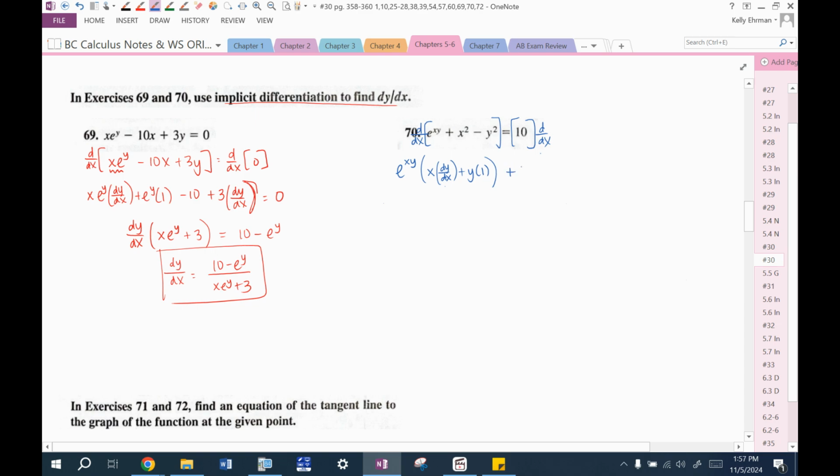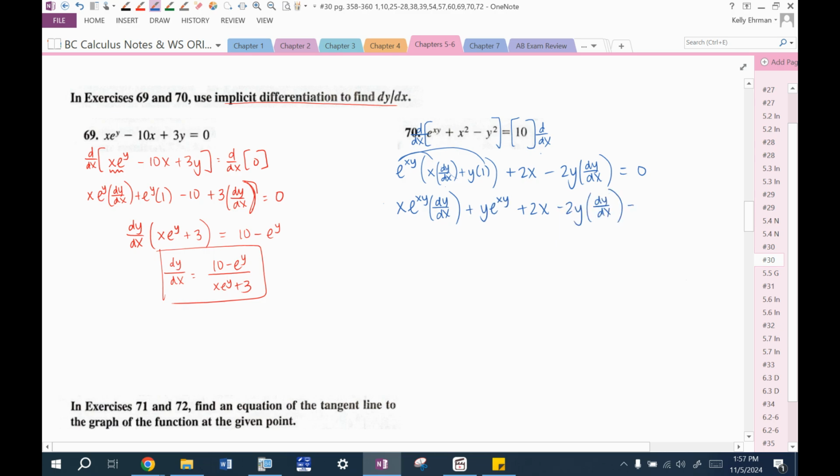The derivative of x squared is 2x. The derivative of negative y squared is minus 2y dy dx. And it's equal to 0, the derivative of 10. Now, in order to solve for dy dx, I'm going to have to distribute this e through. So I'm going to write it as x e to the xy dy dx plus y e to the xy plus 2x minus 2y.